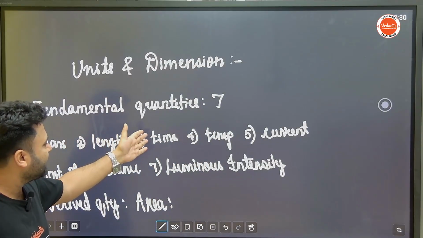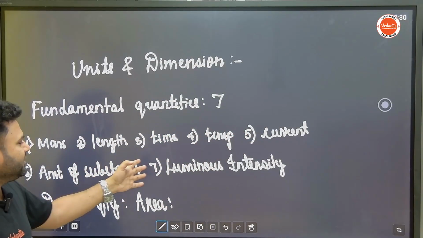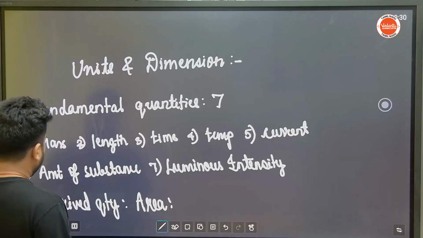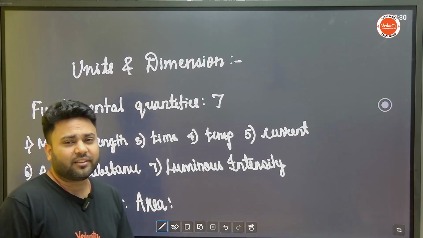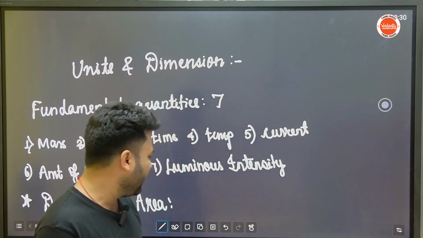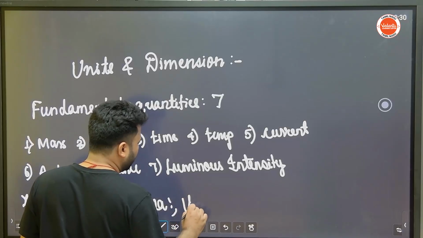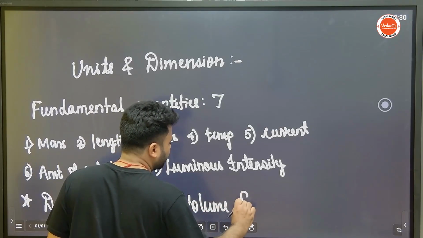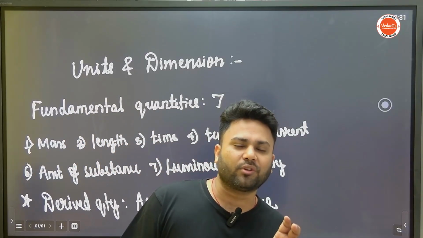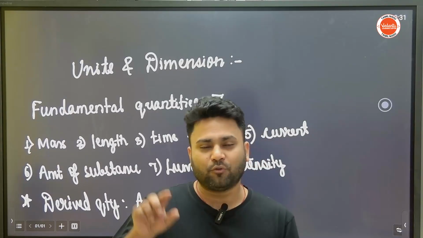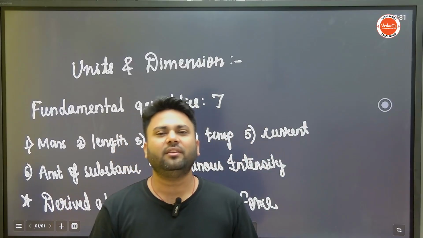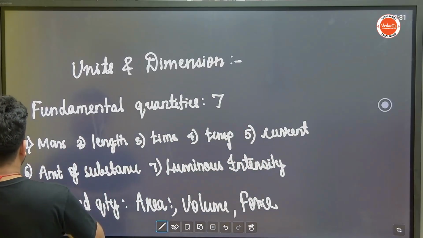These 7, mass, length, time, temperature, current, amount of substance, luminous intensity, are the fundamental quantities. If they ask what the derived quantities are, any quantity apart from these 7 falls under derived quantity, like area, volume, force. Force is mass into acceleration. If you are finding the formula for force, force depends upon mass, which is a fundamental quantity. So derived quantities are based on fundamental quantities. We should remember this.